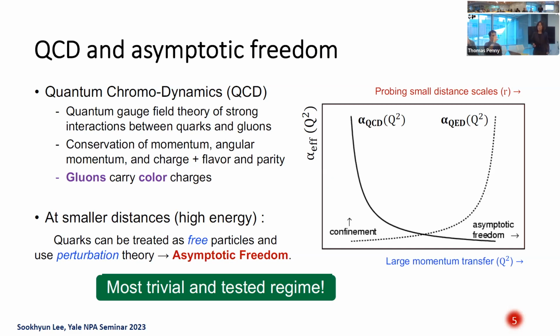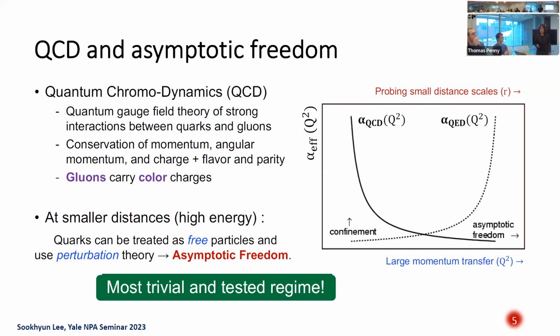QCD is a quantum gauge field theory of the strong interaction between quarks and gluons, collectively called partons. One key important property of the gluons, the force carrier, is that they carry color charges, hence quantum chromodynamics. Additionally, as a result they self-interact, and as a result there is a phenomenon called asymptotic freedom. What it means is that when the partons are at a very short distance, say less than 10 Fermi, they behave as if they are free particles.